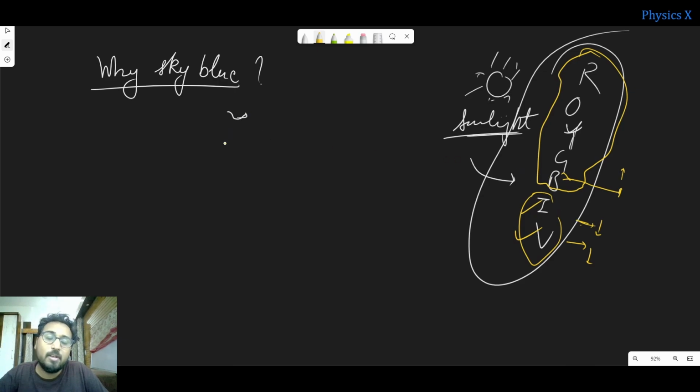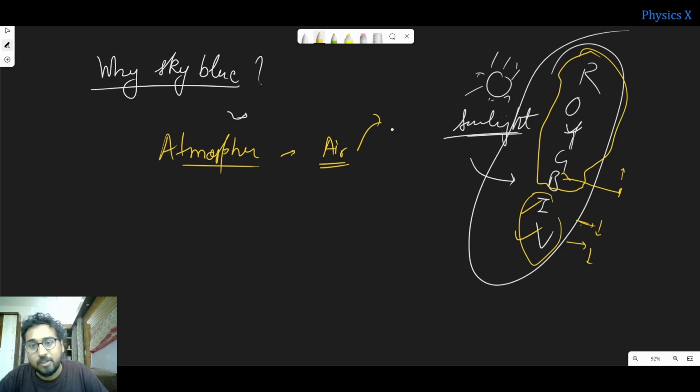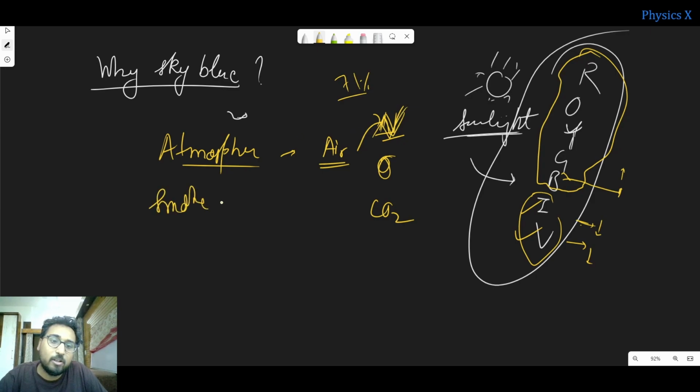So what happens when we have an atmosphere? The atmosphere is air, and air is constituted of several gases, in which nitrogen is the major one, at around 70 to 71%. Then oxygen also, so nitrogen and oxygen majorly, and CO2 also. There are smoke particles and dust particles present in the atmosphere.